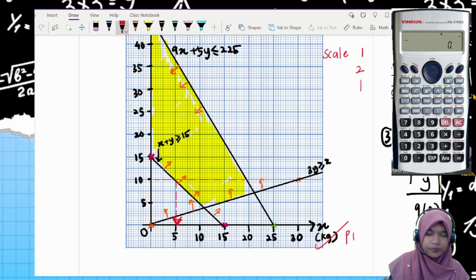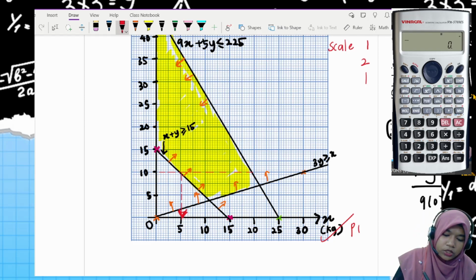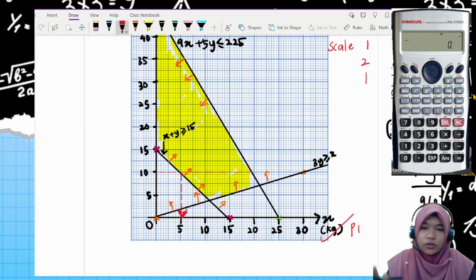Based on the graph, you get value x is 5. So you have to substitute into the equation 9x + 5y = 225, because this one involves the money spent. The 225 is the money allocated to buy the durian and mango.